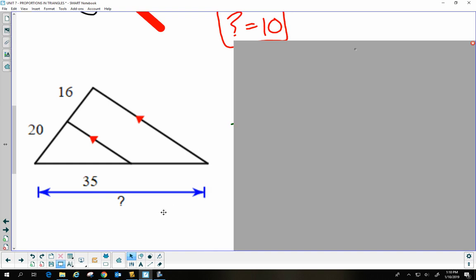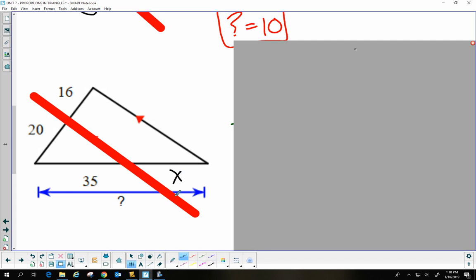This one's a little bit different. I have my line going through my triangle parallel to my side, so I'm going to go over it like that. The problem here is I don't have anything written right here. And so there's a couple ways to go about that. I'm going to show you the way I think is easiest.